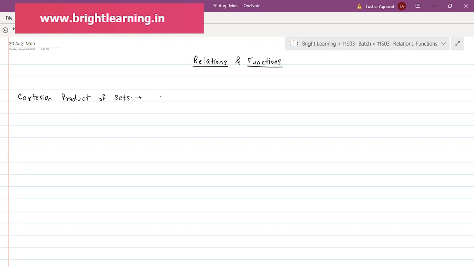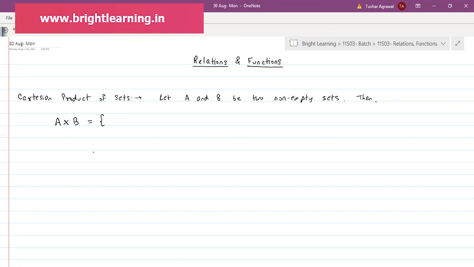Okay, let A and B be two non-empty sets. Then the Cartesian product of the sets A and B is defined as A cross B. A cross B is what?